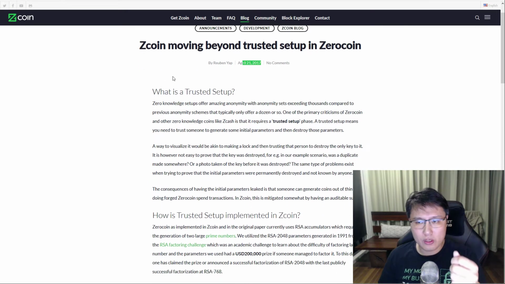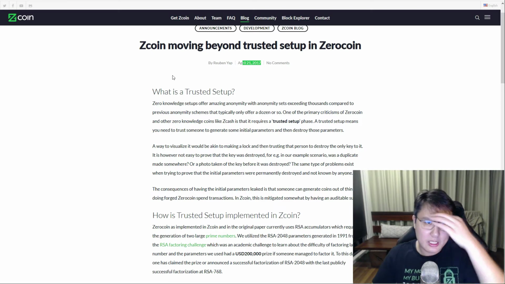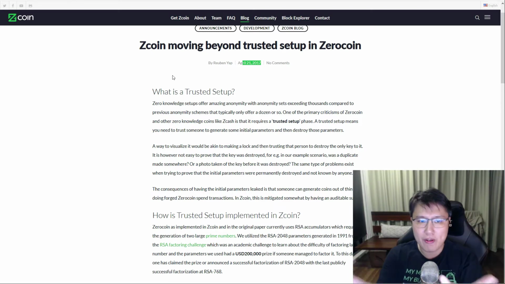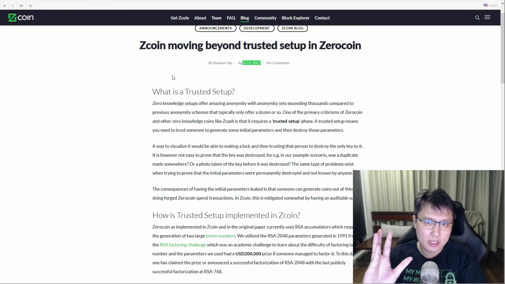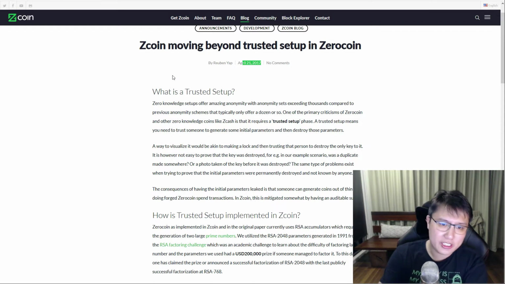And what does Sigma solve? It solves 2 main problems. The first one is the removal of trusted setup, and the second one is proof sizes. It dramatically reduces the proof sizes, the size that it occupies on the blockchain. So let's just take a quick comparison between Sigma and Zerocoin. So first of all, for those of you who don't know, trusted setup is not a desirable thing.